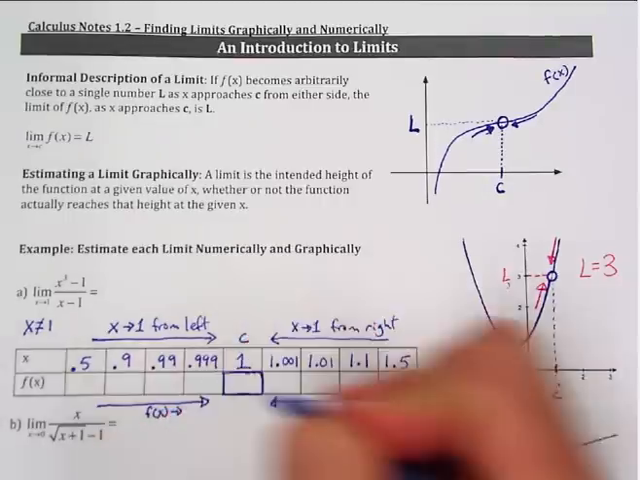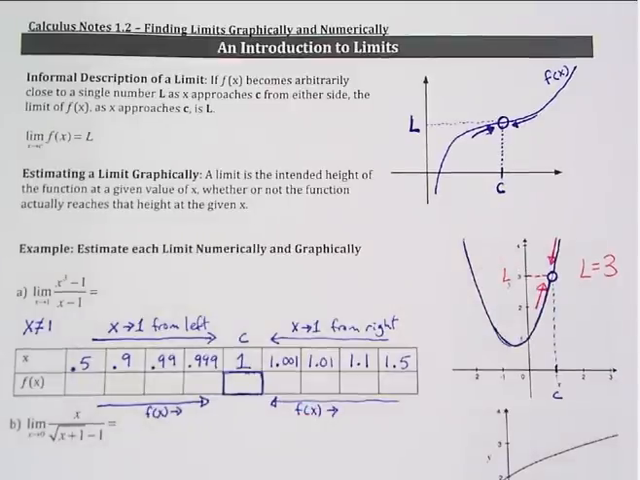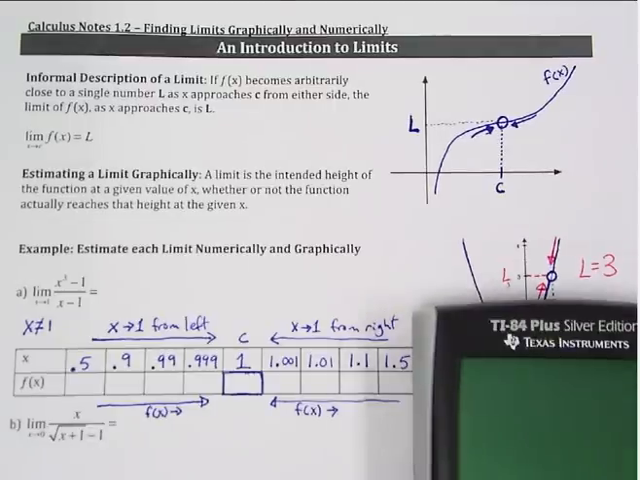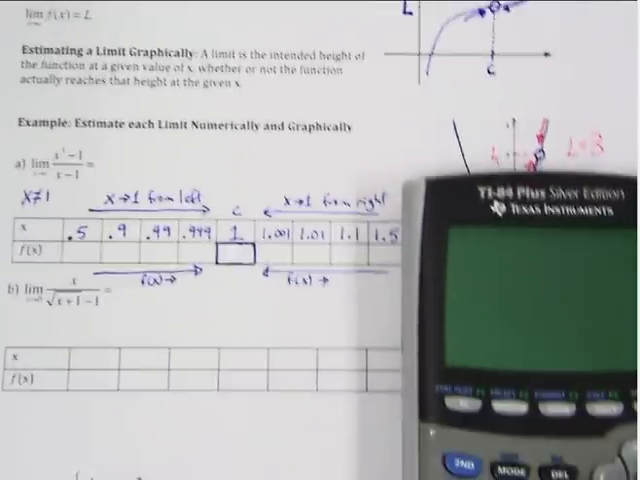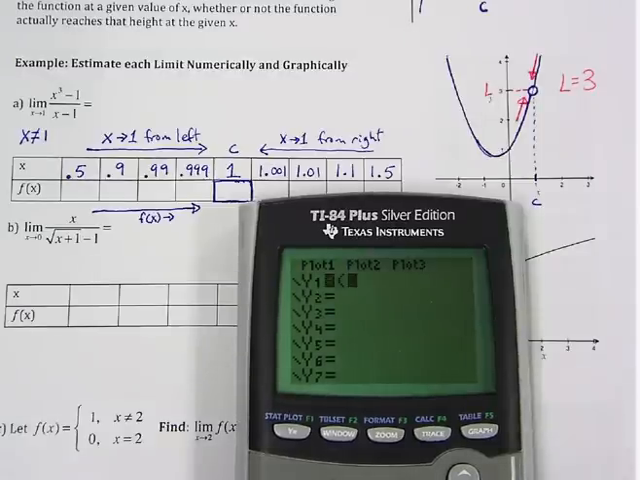And that's what we're going to try to answer. Okay, so we're going to use our table of values for this. So pull out your calculator. Okay, and in y equals, we're going to put in our function f of x. So we have x cubed minus 1, and then divided by x minus 1.